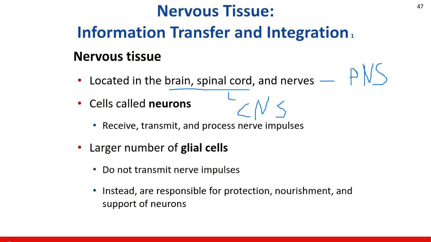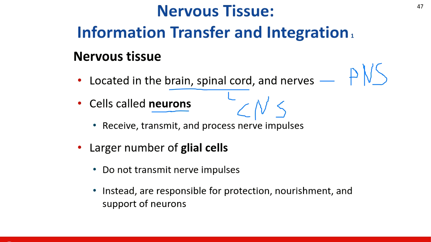So the 2 types of cells that we'll focus on with nervous tissue, the first one are the neurons, and that's the superstar of nervous tissue. Those are the cells that are going to receive, transmit, and process that nervous information they receive. If you want to take notes, the neurons are going to transmit that information from your brain out to the skeletal muscle tissue.